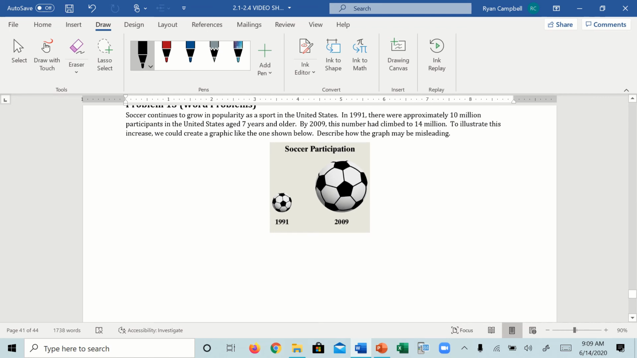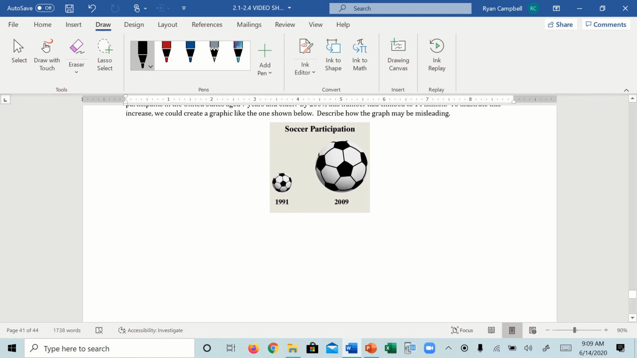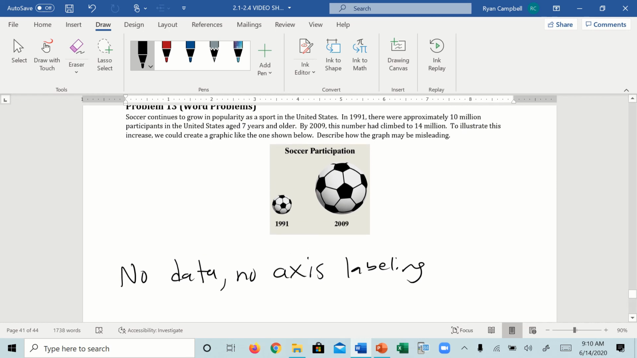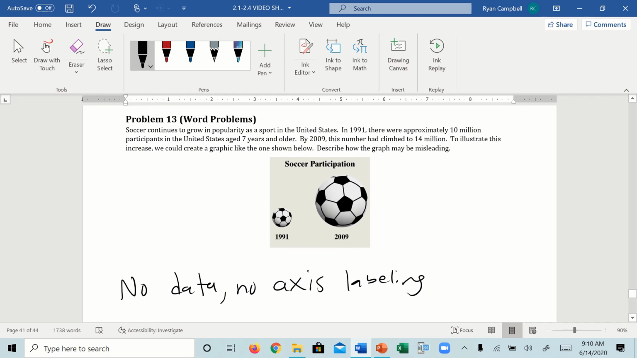So what's the problem with this graph? Hopefully you can see so many things, right? There's no data on this graph. This tells us nothing. There's no axes, nothing's labeled. It's just a ball and another ball. Like, that's bigger. That doesn't really tell us anything.